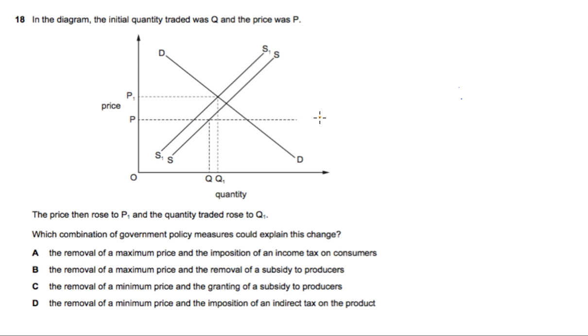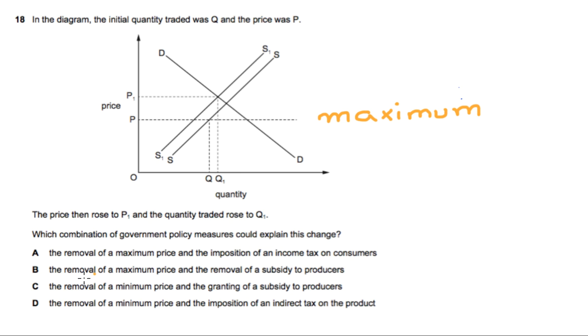P is a maximum price. P is a maximum price because whenever the government sets a price which is below the equilibrium, that is a maximum price. So this is the S1, S and D. This is the equilibrium price or the market clearing price, and since this P is below the equilibrium price, we know that this is a maximum price.